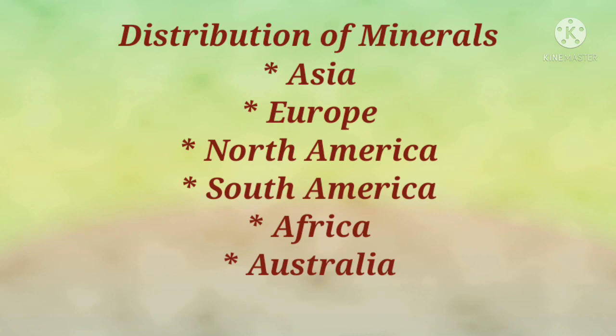Next, we are going to discuss the distribution of mineral wealth in North America. Students, there are three zones in North America where mineral deposits are located. They are the Canadian region, the Appalachian region, and the mountain ranges of the West. Students, these regions have various minerals, for example, iron ore, nickel, gold, uranium, and copper.